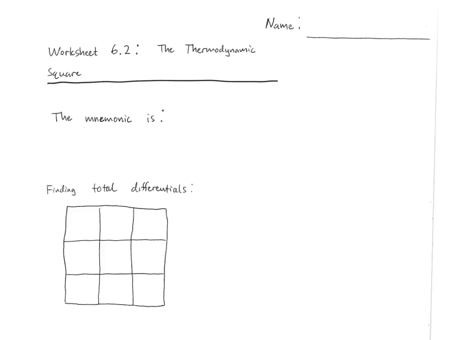Hello everyone, this is Worksheet 6.2, the thermodynamic square. Now if you remember in class, I told you about the total differentials of the various thermodynamic functions, including internal energy, enthalpy, and the Gibbs and Helmholtz free energies. And you expressed some confusion about how you would construct those total differentials.